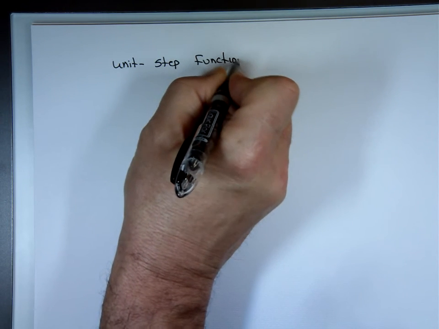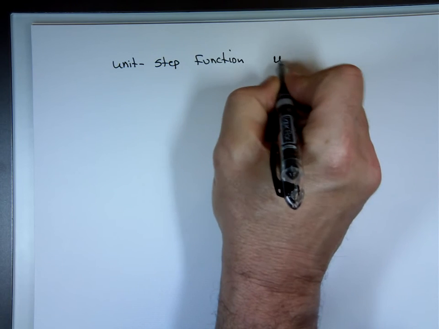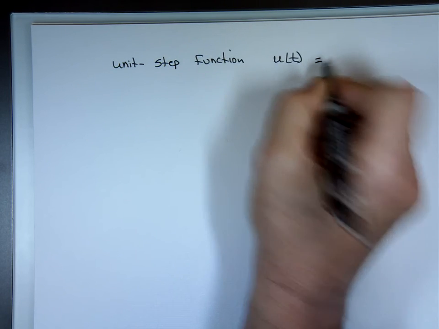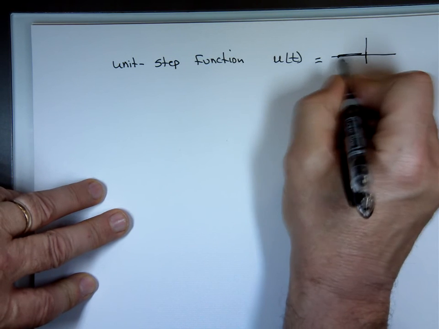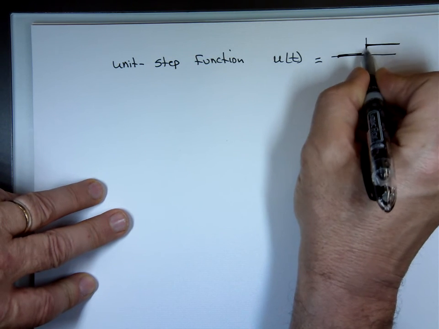And we call it u sub t. And the unit step function has a value of 0 for t less than 0. It has a value of 1 for t greater than 0.